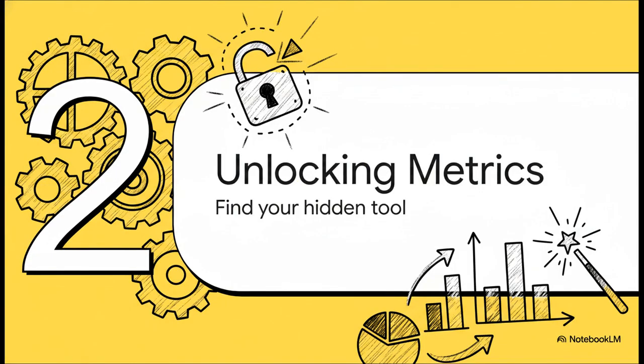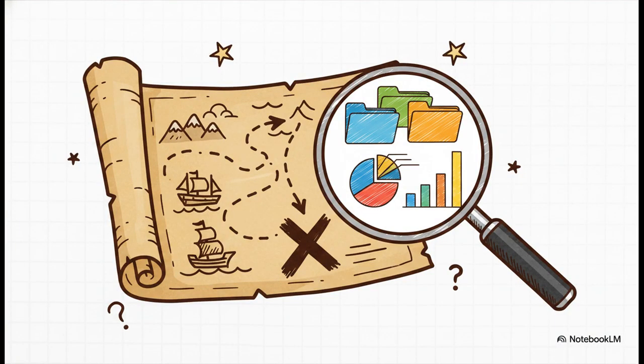Section 2. Unlocking storage metrics. Let's find your hidden tool. So this magical tool, it's called Storage Metrics. You can basically think of this as the ultimate storage analyzer for your entire SharePoint site. It's this incredibly powerful, somewhat hidden feature that acts like a treasure map. It shows you exactly where every single megabyte and gigabyte is living. It answers all your pressing questions in a matter of minutes, which takes the guesswork entirely out of the equation.